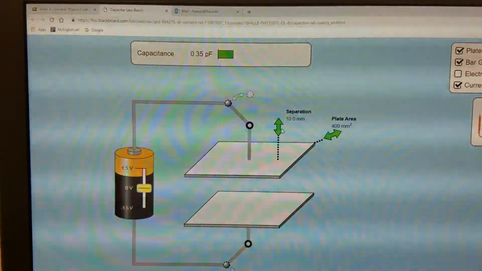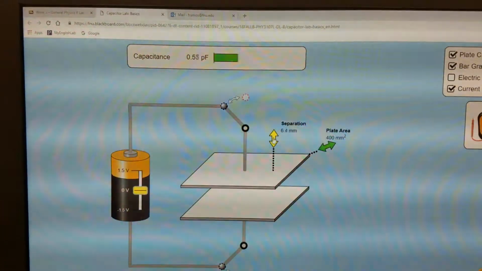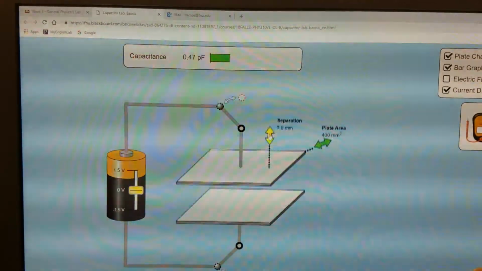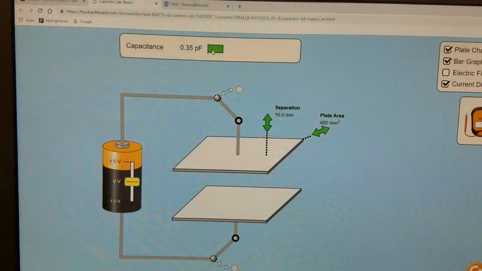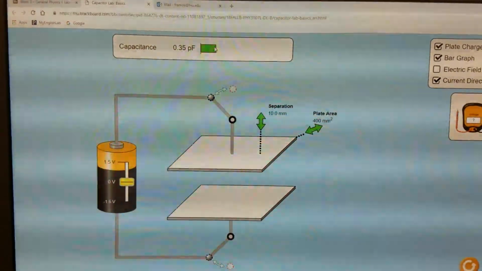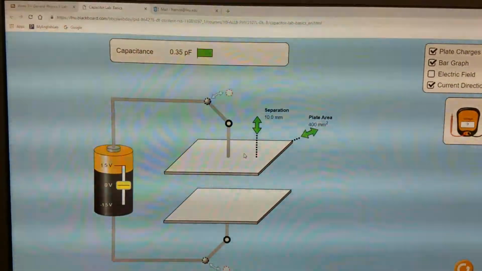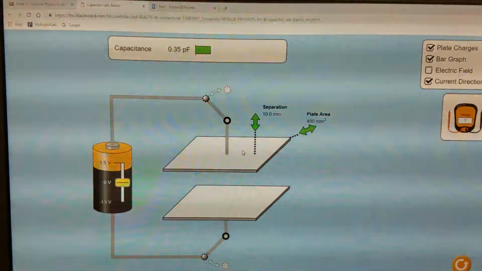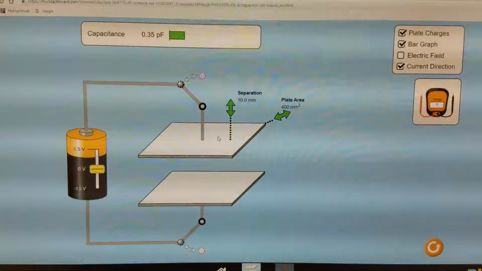Also, you can modify the separation between plates, right? Just moving up or down this vertical arrow. Here on the top, you can observe the magnitude of the capacitance of the capacitor according with the separation between the plates and according with the plate area. Those are basically the variables that are going to have an influence in the capacitance of the capacitor.